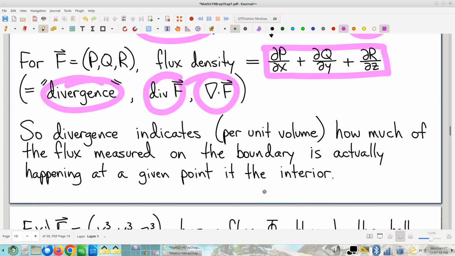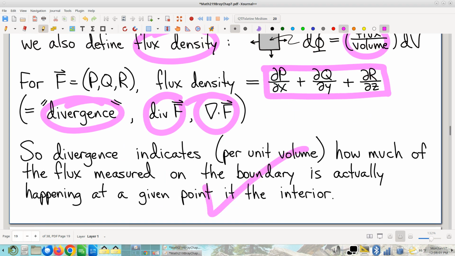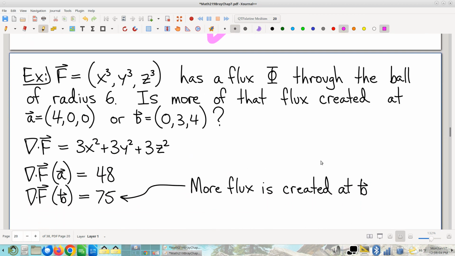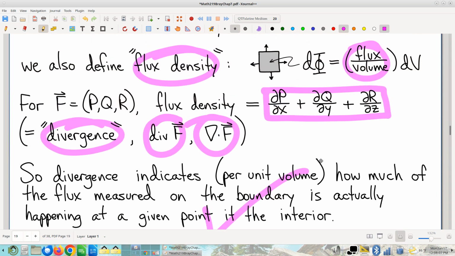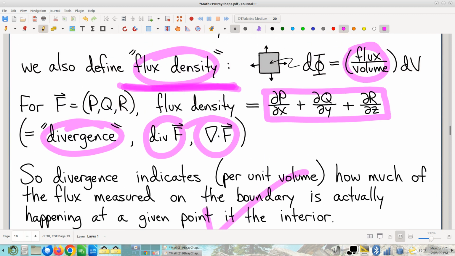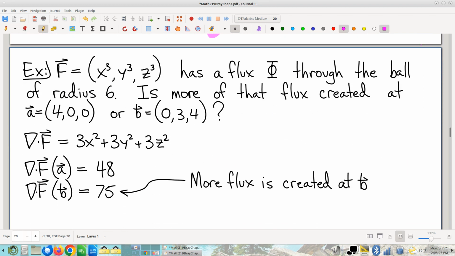Before we put it all together, let me just remind you that when I say that divergence is flux density, it's literally telling you how much of the flux is actually happening in the vicinity of a given little piece of volume. It's literally playing that role. And here's that interpretation in action. We have here a vector field. This vector field creates a flux through whatever surface you're looking at, your boundary surface, that is.